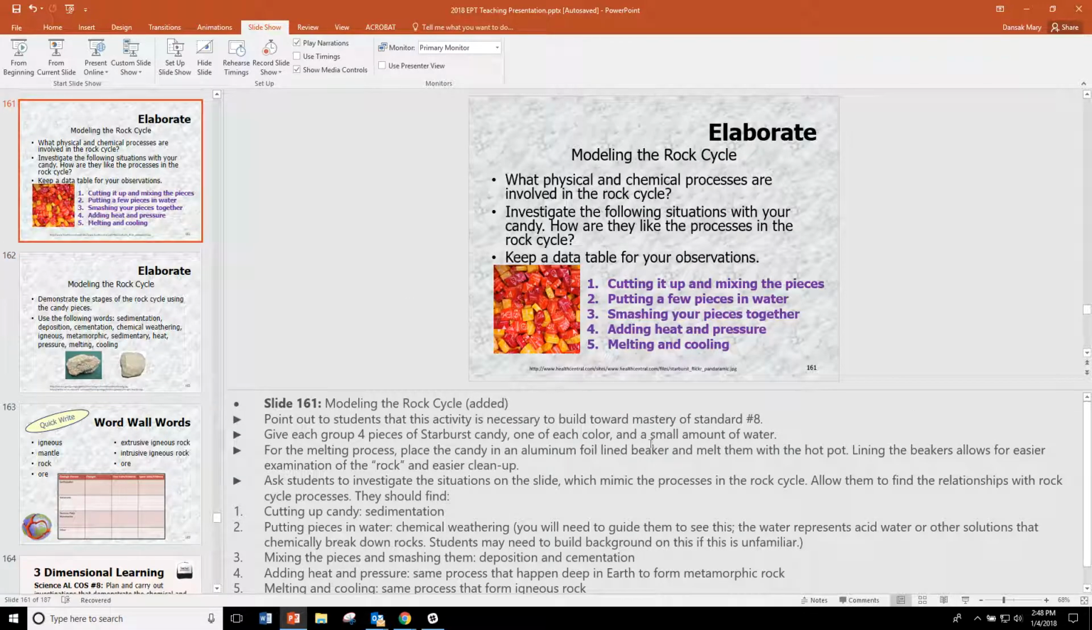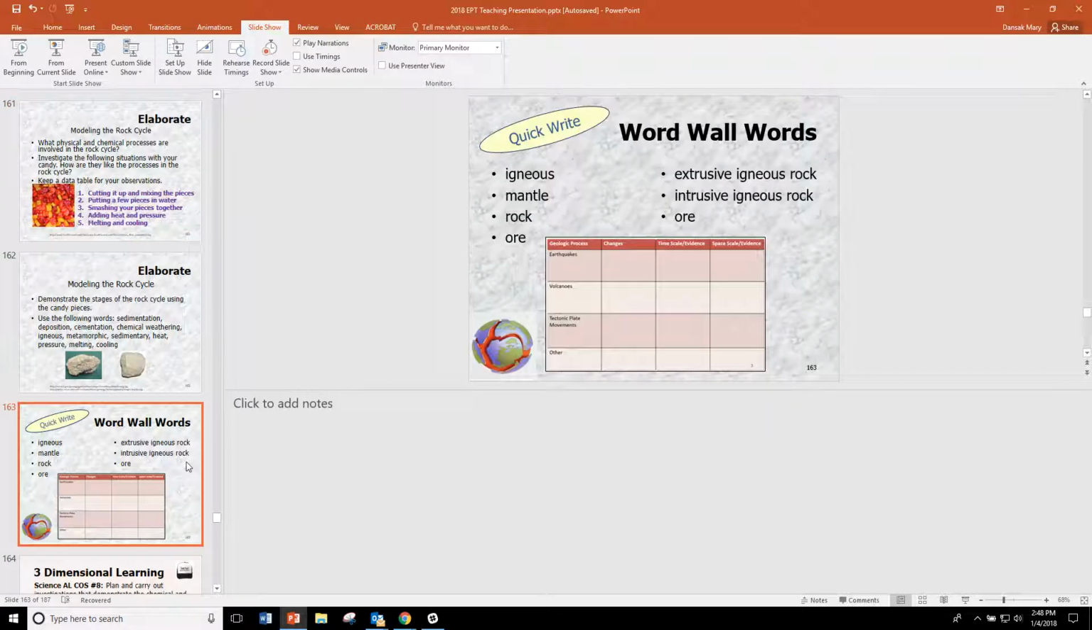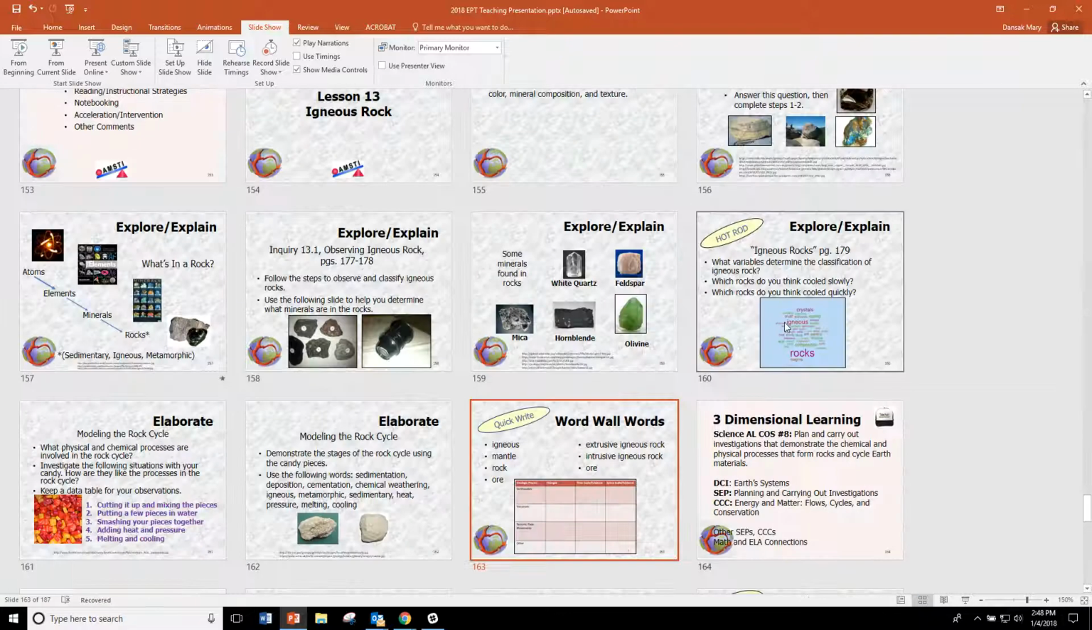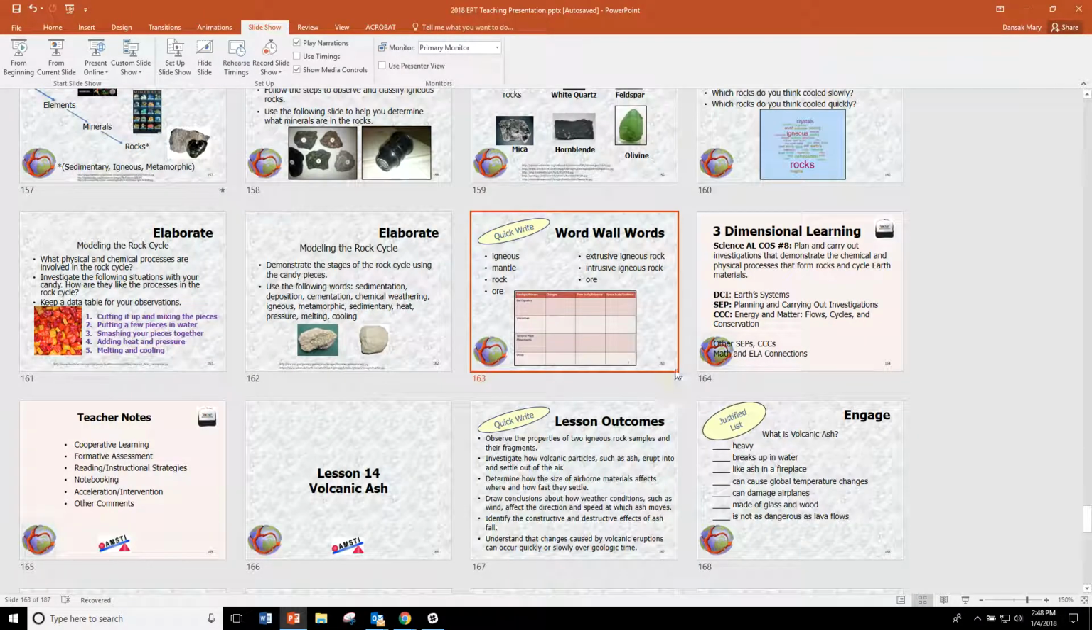We are including some aluminum foil, and directions are in your notes to line a beaker with aluminum foil and melt them in the hot pot so that it's easier to clean up. We hope that you're remembering to have students fill in this chart as they go through this module. And that brings us to the end of Lesson 13.